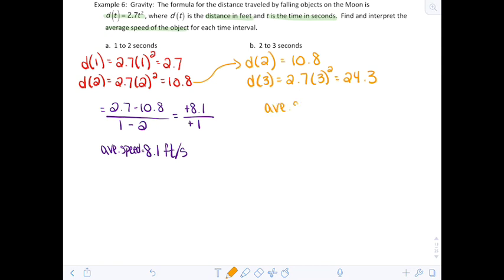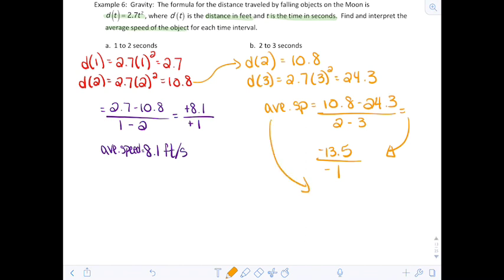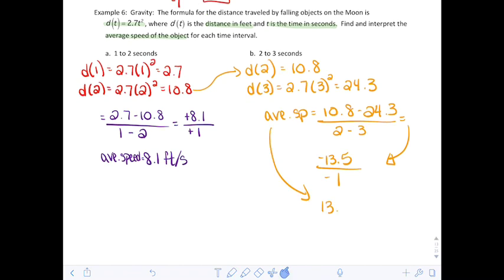So to find the average speed, I will take 10.8 minus 24.3 over 2 minus 3, and again, I'll get two negatives, and I get negative 13.5 over negative 1, so my average speed is 13.5 feet per second. So as we can see, from 1 to 2 seconds, 8.1 feet per second. From 2 to 3 seconds, 13.5. It is getting faster.